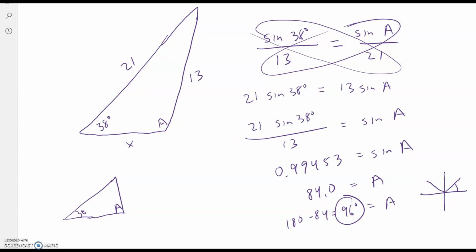All right, so let's put that in our figure here. Let's erase the A. Okay, so I'm going to write in 96 degrees.